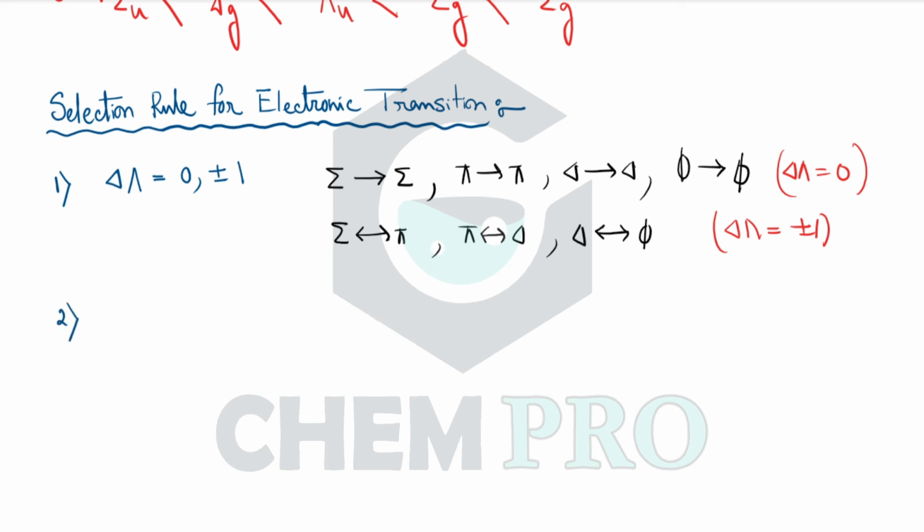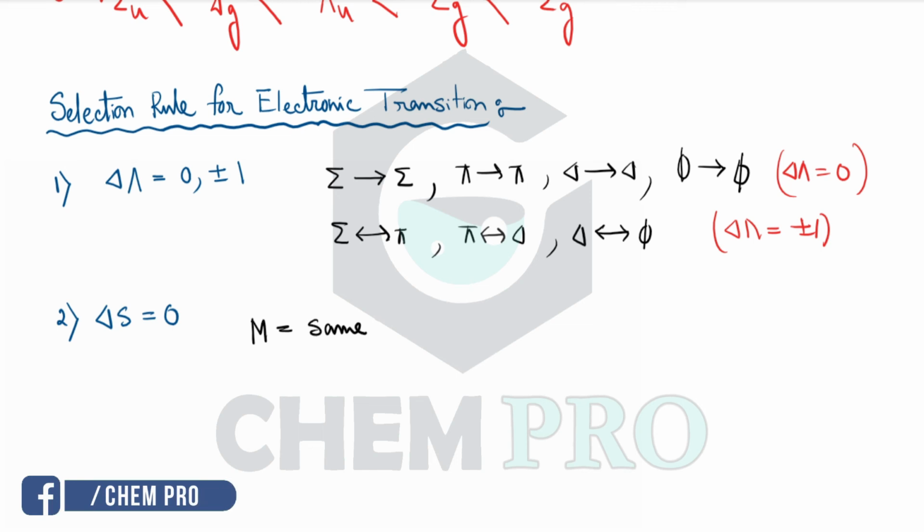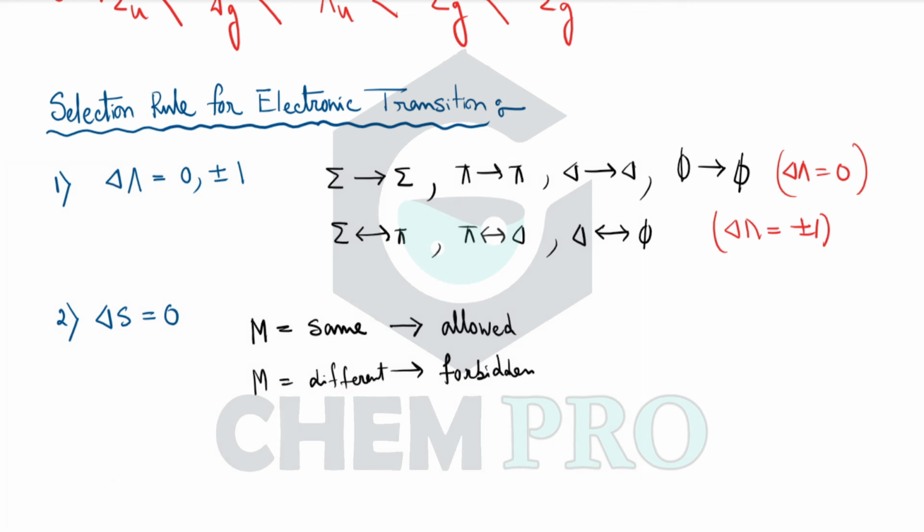Now the second point is del s should be 0. So for this we have to check the s value. That means if the multiplicity, that is m, is the same for both term symbols, then the transition is allowed. But if m is not the same, that means it is not allowed, or we can say it is a forbidden transition. So here delta s is not equal to 0, and here delta s is equal to 0.